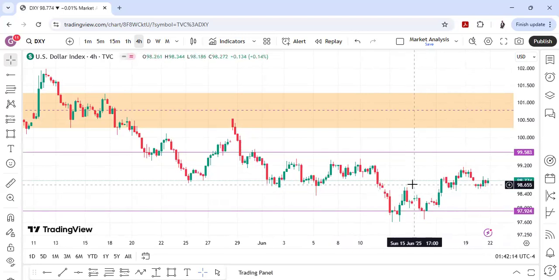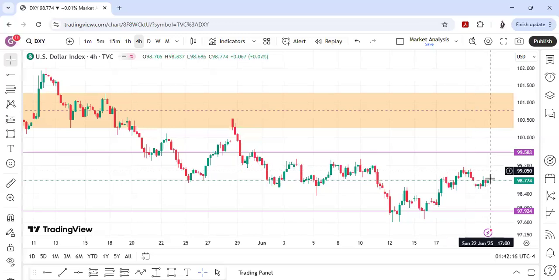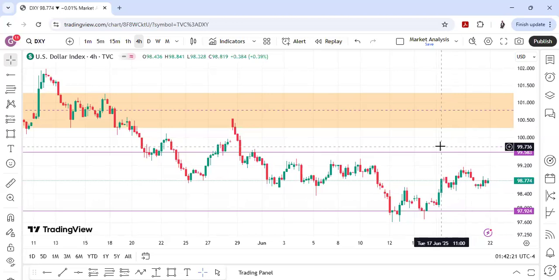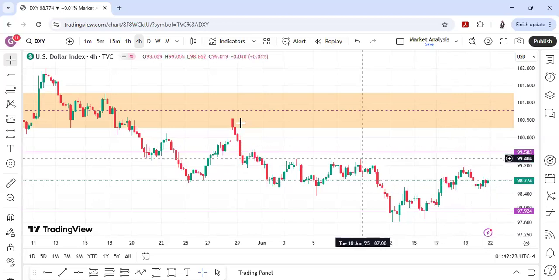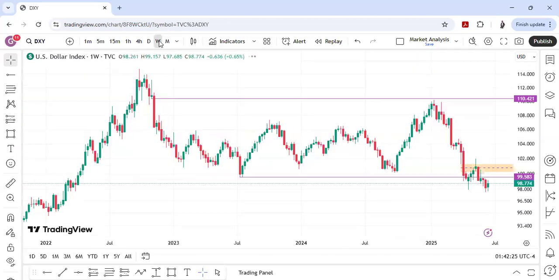There's broken structure to the upside, so it could retest this area here and then rally up. I think I've said that multiple times. So that's it for the dollar. Let's go to fiber.